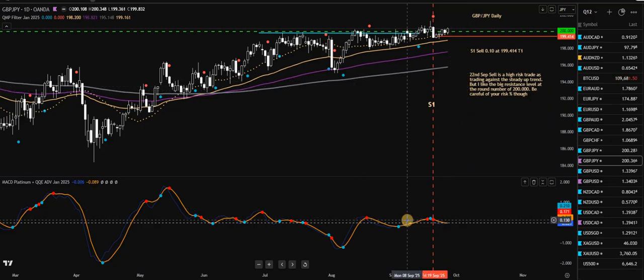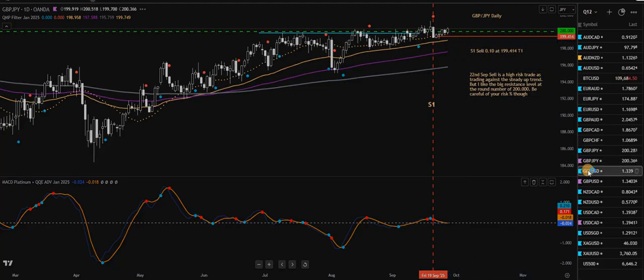Look, the MACD platinum's close to the zero level. This thing's pretty flat. This green level's a big round number, 200. It's come up to it several times and it's struggled breaking through. It's a big round number. So we're in a sell, even though it's going against me, it's not too bad at the moment.